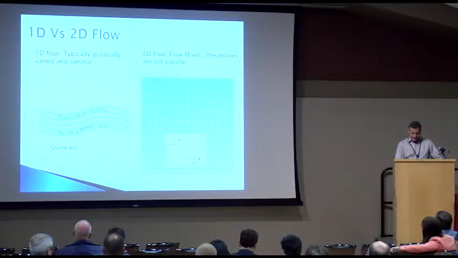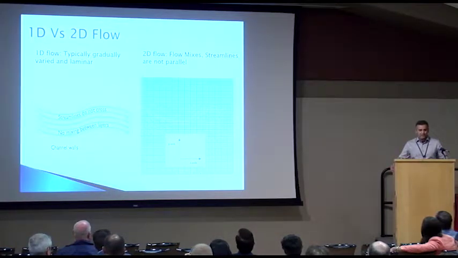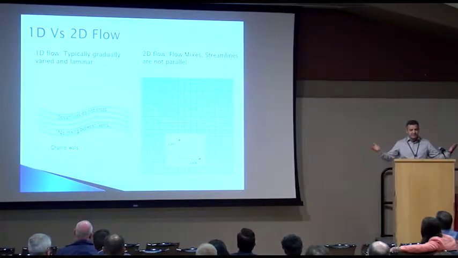So what is 1D flow versus 2D flow? 1D flow, it's laminar flow, streamlines are parallel. Flow is flowing in one direction, forward and backwards. Pretty simple flow. 2D flow, flow mixes, flows moving in all directions in your horizontal plane, so forward, backwards, laterally, so more complex flow. 1D, simple, 2D, complex flow.